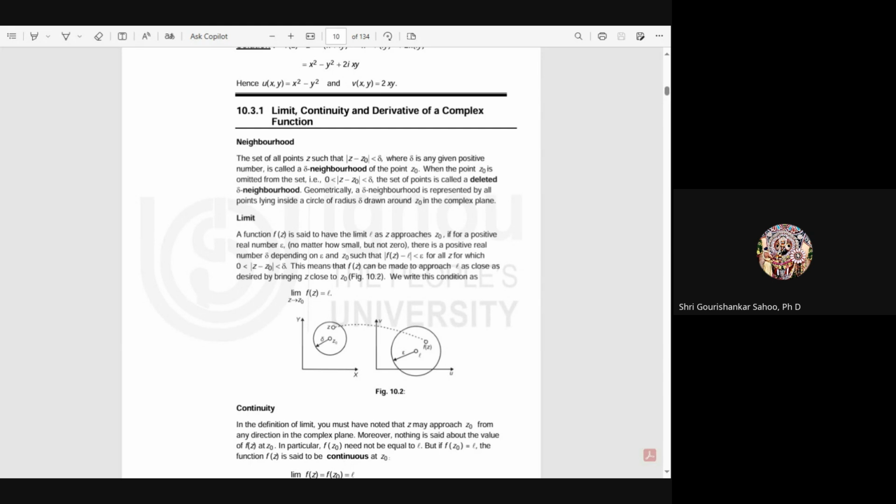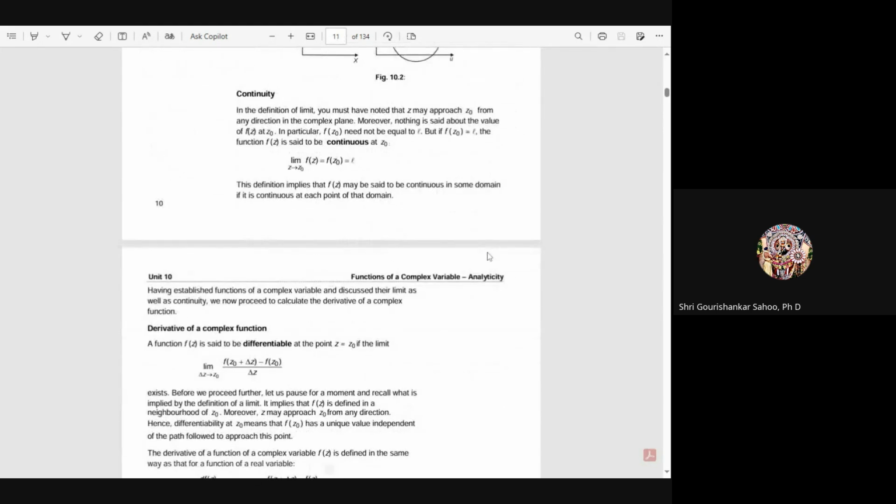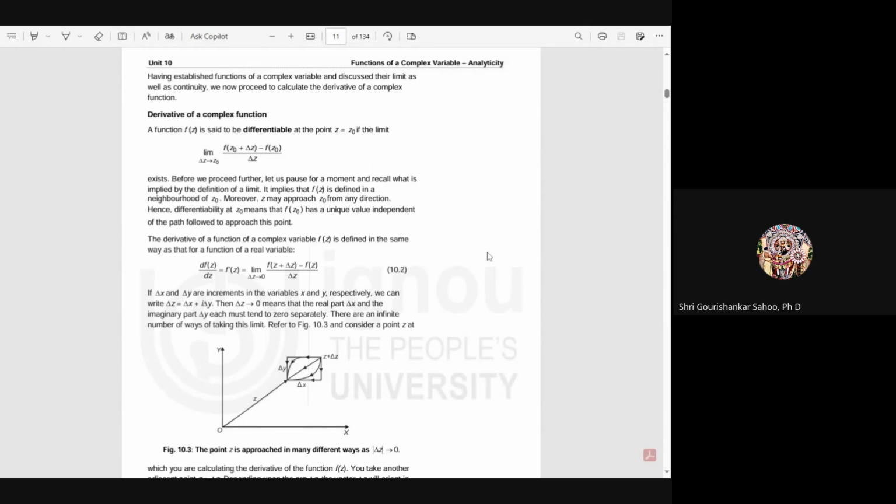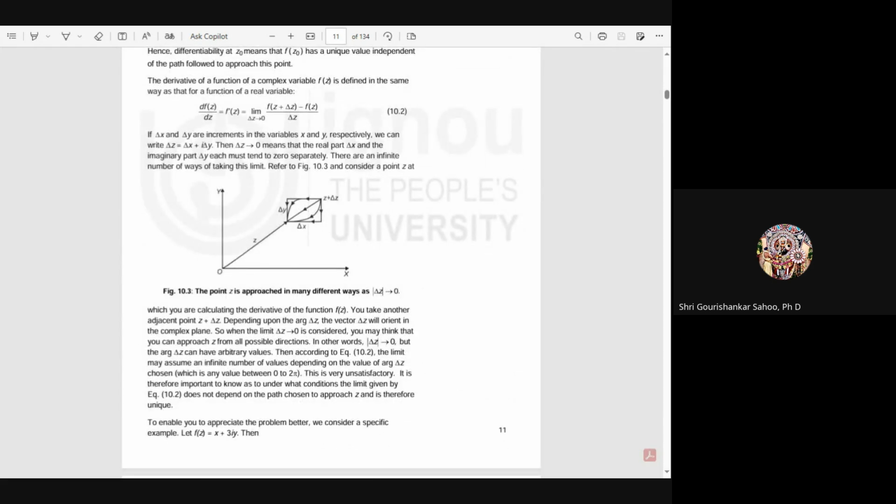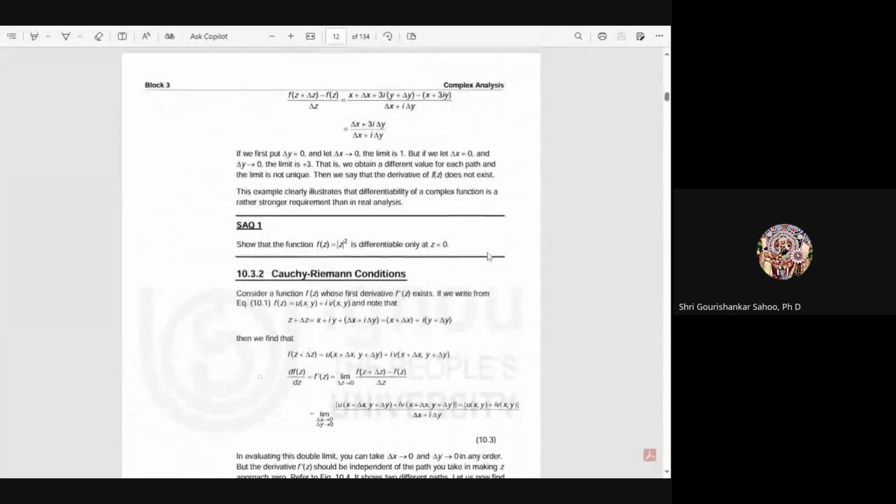Then there are some doubts regarding domain and range from some of the students, and this is there in your syllabus, your course material, where they have explained what Z0 actually is, what the neighborhood is, and how this neighborhood lies in the domain of those points or the function. Then if we approach from the x axis or y axis, how del z takes the form, which I was discussing in the previous class.